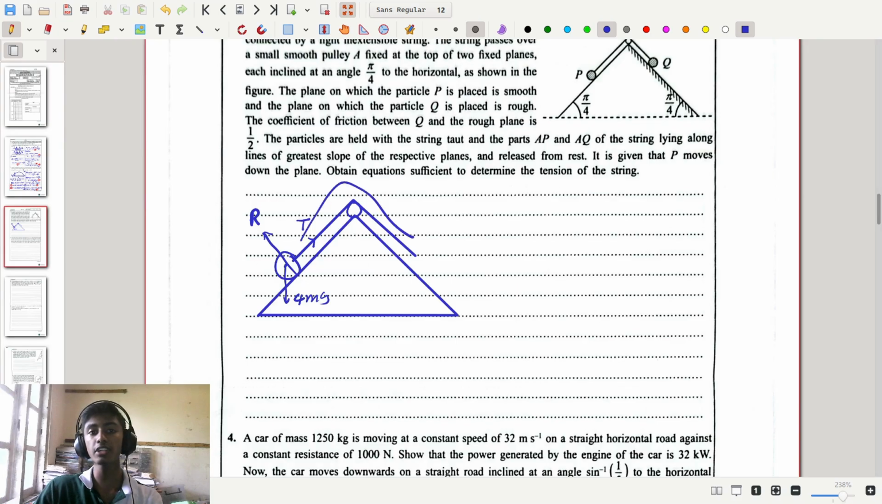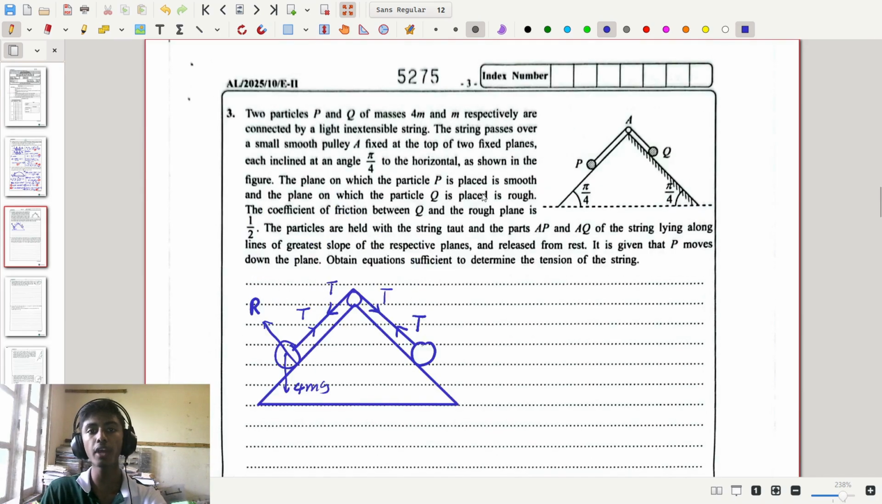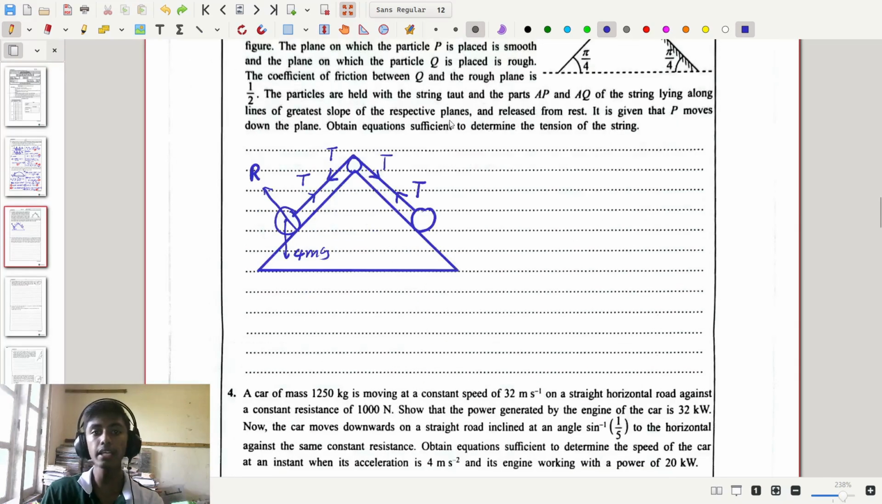Since this entire string is inextensible and the pulley is frictionless, this same tension force is going to be experienced by the pulley here. And also on the other side, when we have the particle Q, Q is going to experience that same tension force up the slope like this. Now since particle Q also weighs a certain mass, it weighs mass m, it is going to have a downward force on it, downward force of mg.